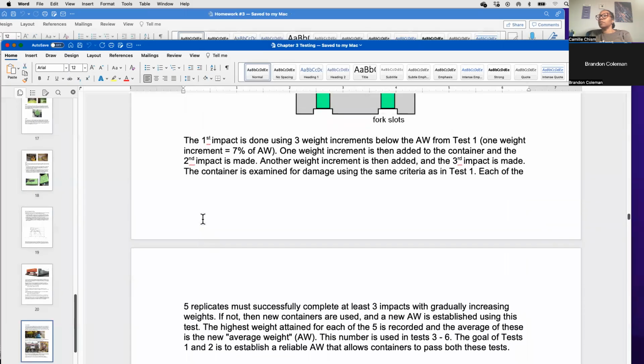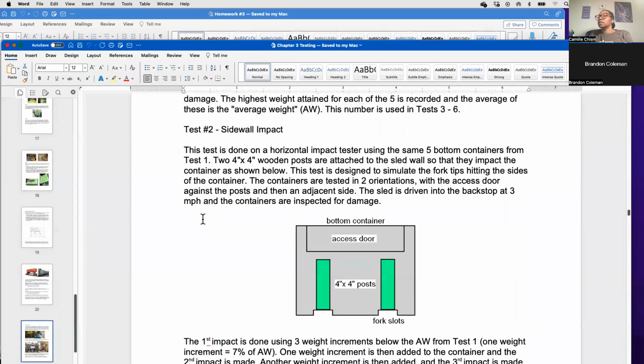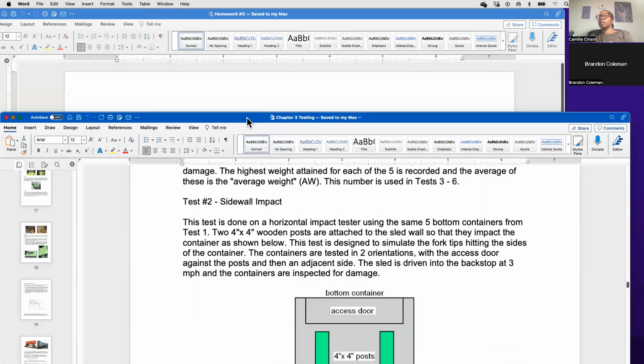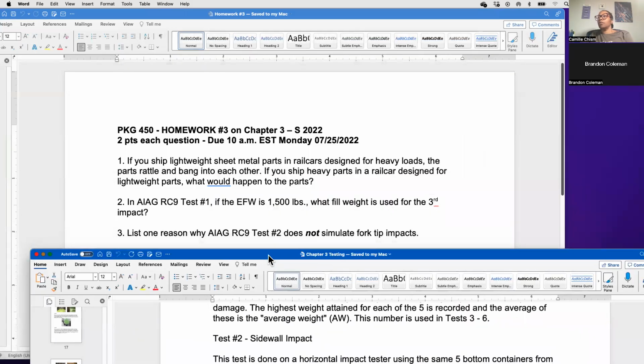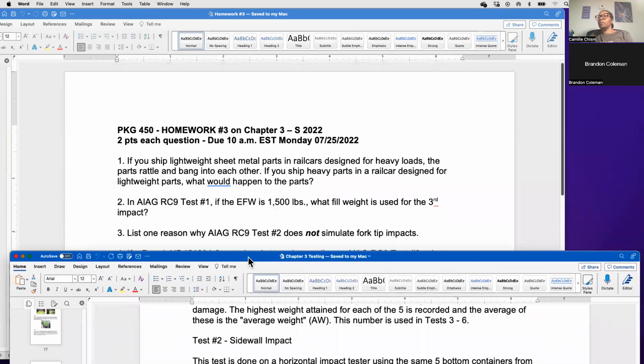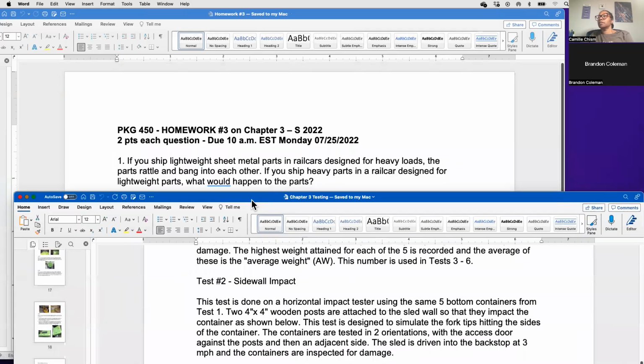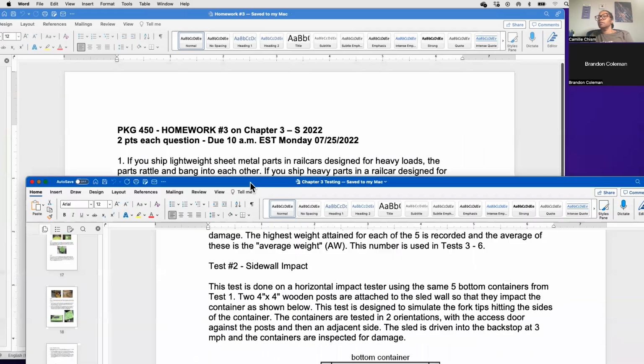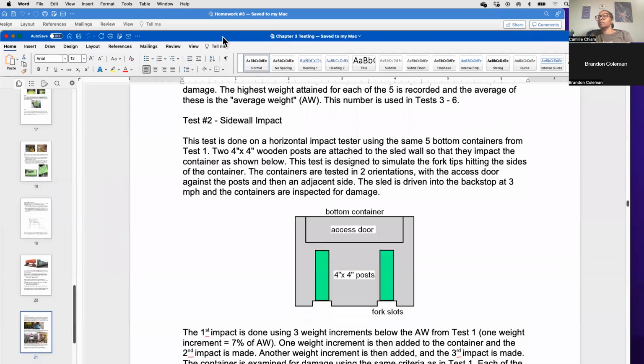And tell me why you think that. You've got 2 4x4-inch wooden posts that are attached to the sled wall, and it's designed to simulate the fork trucks hitting the side of the container. So again, it's a simulation. It's designed to simulate. So in your own words, tell me why you think that it doesn't simulate the impacts of a fork tip.